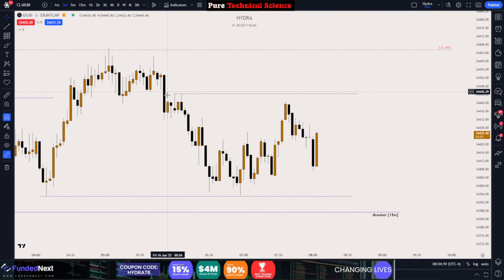Okay, I do see a relative equal high here and a fair value gap. So if price is taking this out, then it will make a little bit more sense, and it will give me extra confirmation that price will take this out.